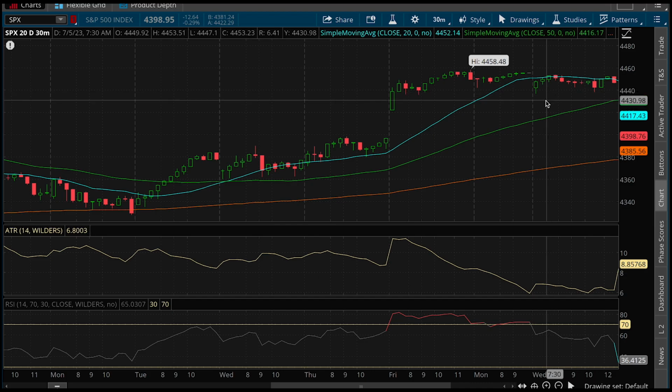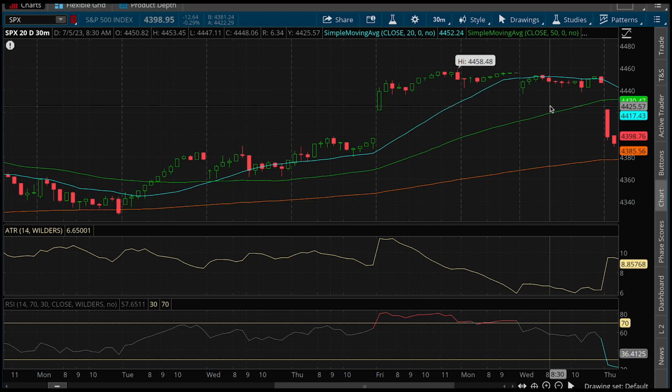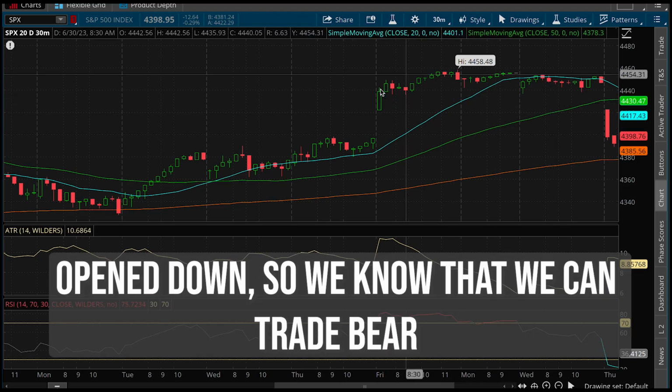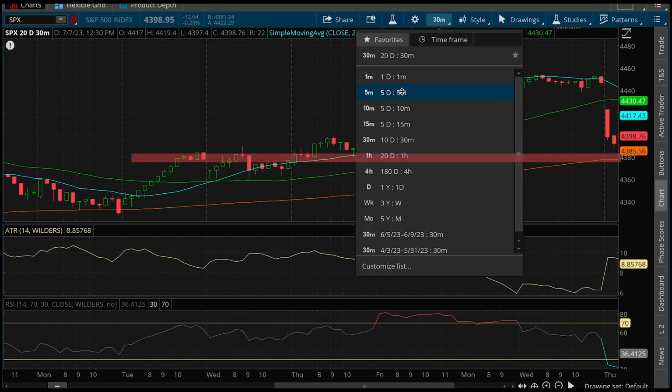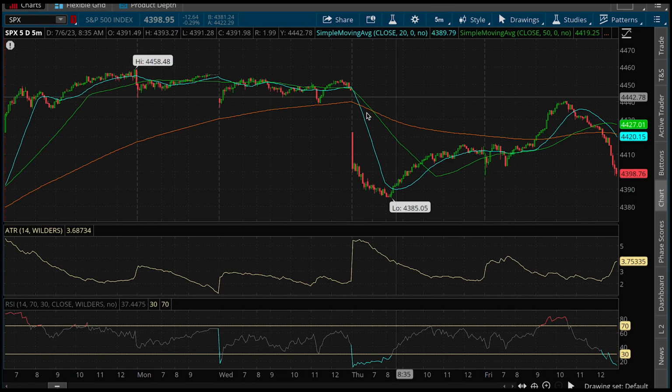Okay, so let's go. So on Thursday, it opened down past this 44.20 level, which is great, which means that we're now potentially going to enter in a bear trade. Now the question is, how do we enter? What allows us to enter? So I usually trade on the 5, just FYI, because 5 gives you a little bit more information.